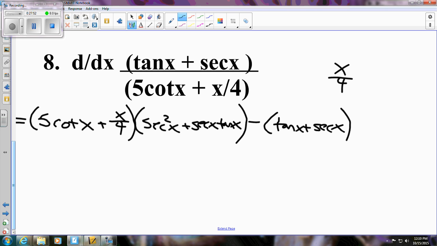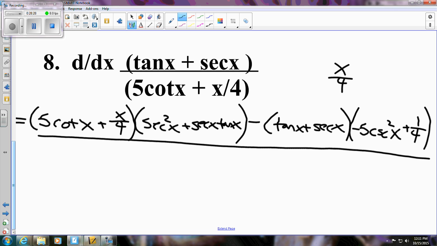D low. The derivative of the first term, you have the 5 times negative cosecant squared x. So negative 5 cosecant squared x. That's the derivative of that. Now the x over 4. You guys see it's 1/4? Well, that's the same as 1/4 x. So don't use the quotient rule to take the derivative of x over 4. That's 1/4 x, which is plus 1/4. All over the denominator squared.